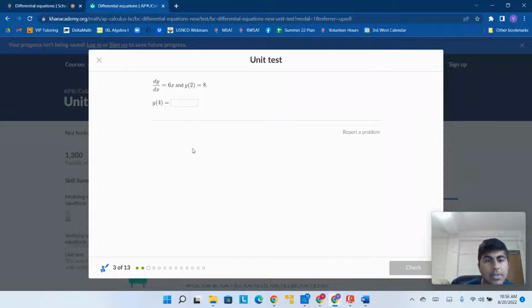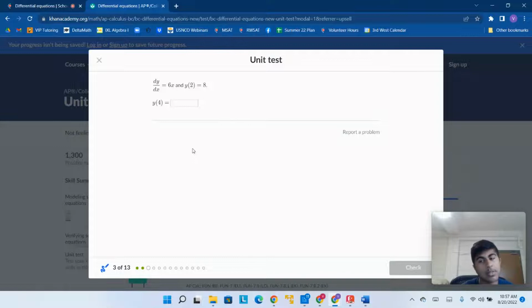dy dx equals 6x, and y(2) equals 8. We're trying to find y(4) now. Well, if dy dx equals 6x, that means dy equals 6x dx, so y is going to equal 3x squared plus c. Now, if we plug in 2, you get 8 equals 12 plus c, so c has to be negative 4, so you have 3x squared minus 4.